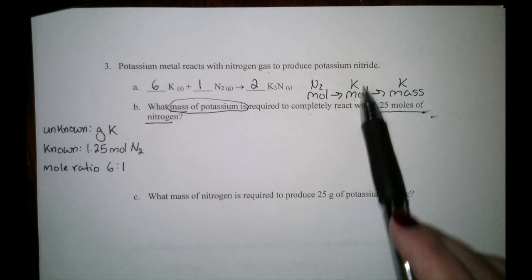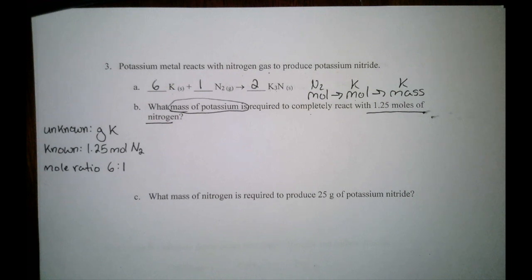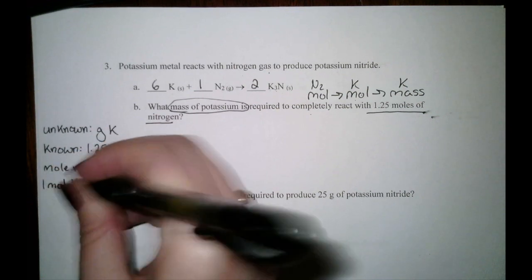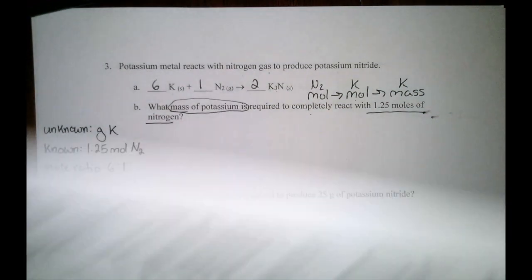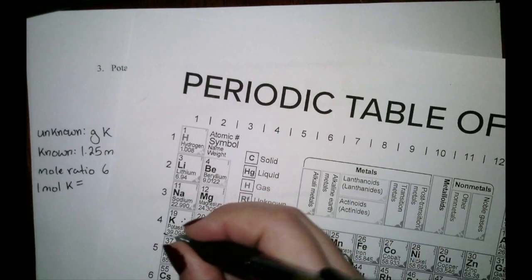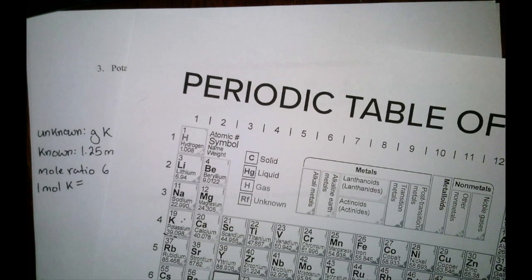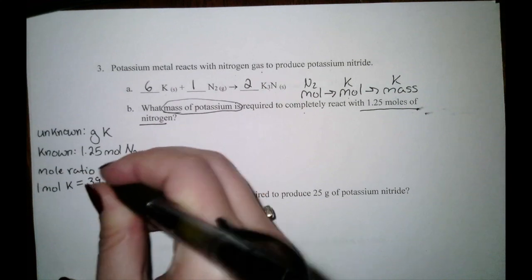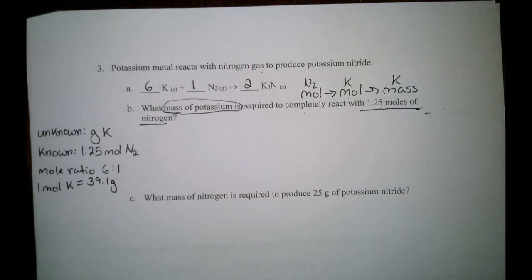So if I'm going from moles of potassium to mass of potassium, I need the molar mass of potassium. So 1 mole of potassium has a mass of, pull out our periodic table, here's potassium. I'm going to use molar masses to just 3 significant figures because typically you don't need anything more than that unless you're doing really, really precise work. So that would make it 39.1 grams is the mass of 1 mole of potassium. So now that I have all my knowns and I know what I'm trying to get to, I can set up my actual calculation.